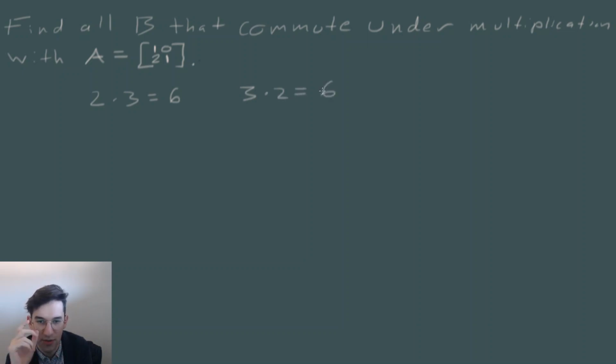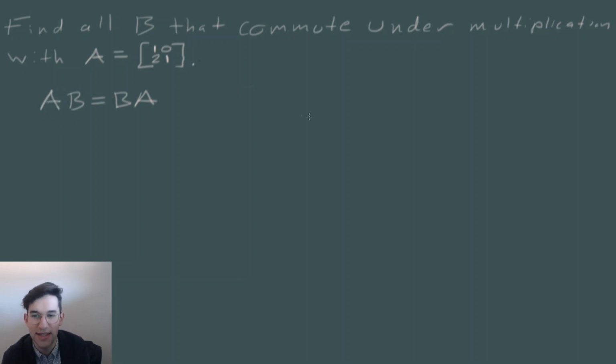3 times 2 also equals 6. So these two expressions are equivalent. That's all it's saying. In linear algebra, that's not the case. A times B is not equal to B times A, necessarily. What this is saying is it wants us to find every matrix B where it does commute under multiplication, since it's not going to be all of them. So we need to find a situation where A times B equals B times A. We need to figure out what B would be in this case. That's essentially what we're doing here.